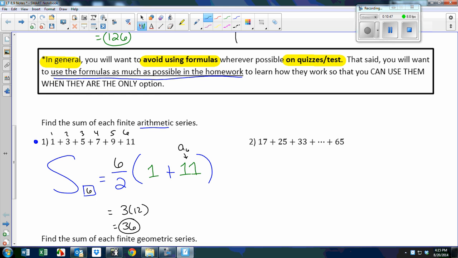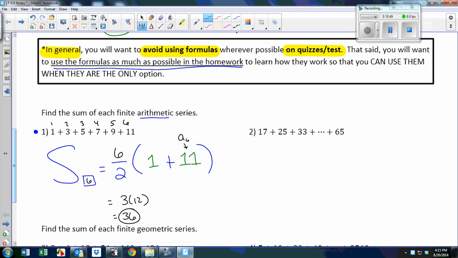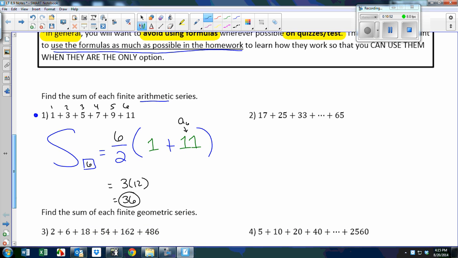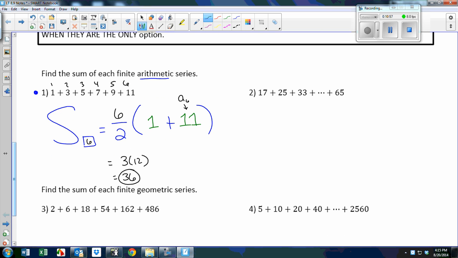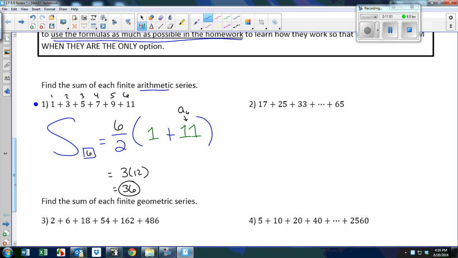So use the formulas again over and over again until you feel good with the formula, and then ultimately quiz or test time, just do it the way you feel like it's going to be the fastest. Now I'm going to go ahead and do number 2 because it's still arithmetic, but it's going to bring up an issue. S sub blank equals blank over 2, blank plus blank. First thing, 17 is our first term, got that. Our last term is 65, but the problem is I don't know what n that is.